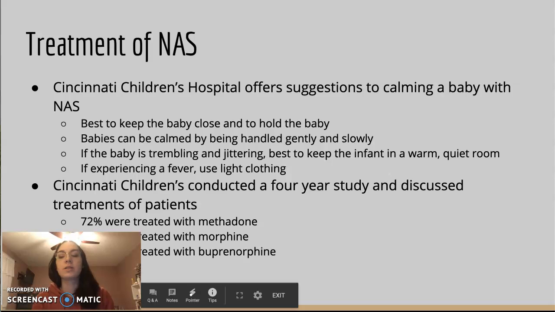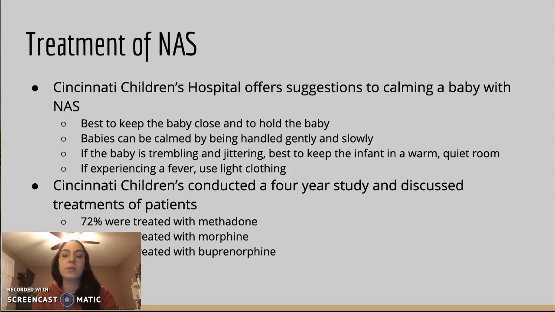So there's some treatment options for NAS. Cincinnati Children's conducted a 4-year study and discussed treatments of different patients, and this is using drugs as a way to treat the infants. So 72% were treated with methadone, 16% were treated with morphine, and 13% were treated with epinephrine. And this is typically done in the more extreme cases.